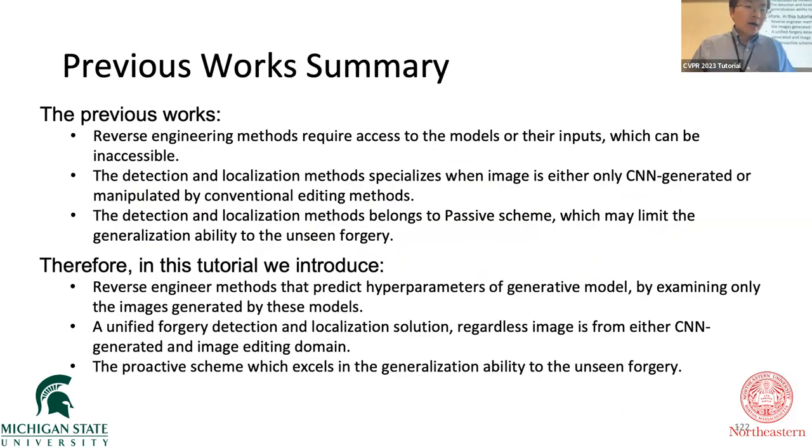So in summary, the previous methods basically require access to either the model or their input, basically additional information compared to the image itself. And they are very specialized in terms of either CNN or the classical kind of editing method. So in this tutorial, we're trying to cover methods that, starting only from the image, estimate the model hyperparameters. That's number one I will be covering. Number two, we'd like to have a unified approach that can handle both scene-based editing as well as classical image editing. Finally, we're also briefly touching on how to do this in a proactive way instead of a passive way for manipulation detection.